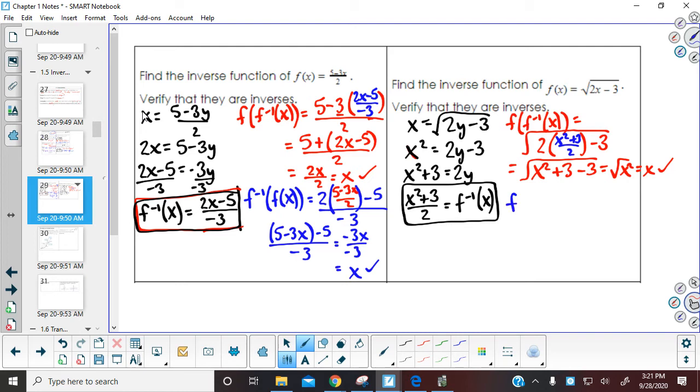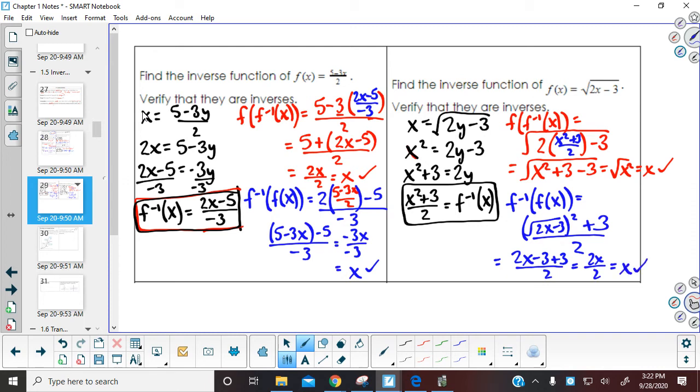Now we need to go ahead and plug in our original into our inverse. Okay, so if we look at our inverse, we have x squared plus 3 over 2. When we plug in our original, we get the square root of 2x minus 3. The square and the square root cancel, so we're left with 2x minus 3 plus 3 all over 2. The 3's cancel, and so do the 2's. So we have verified that it works both directions. Okay, so that is how you would go ahead and write an inverse function and then also verify that they are indeed inverses.